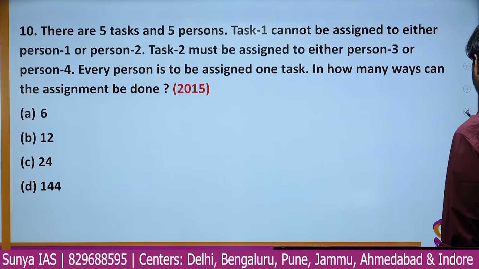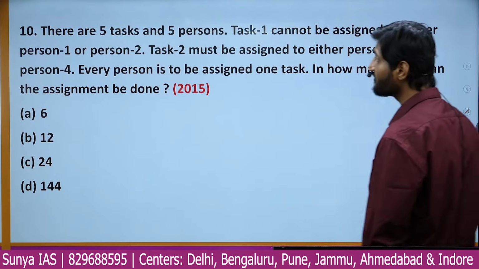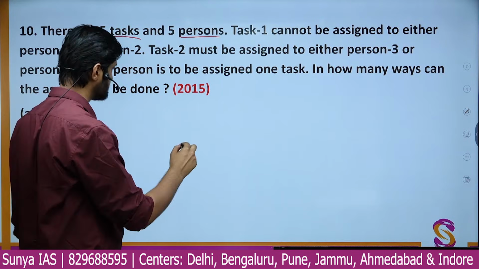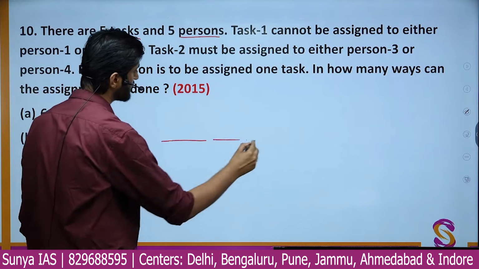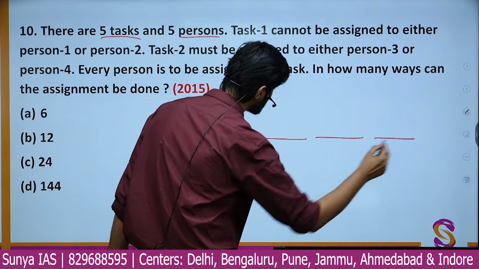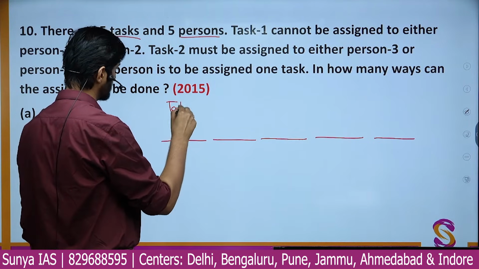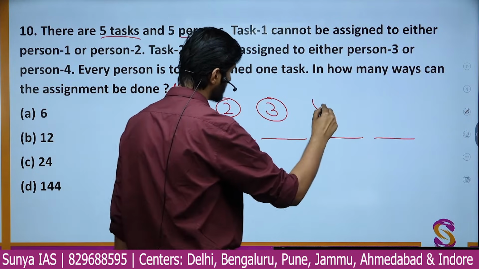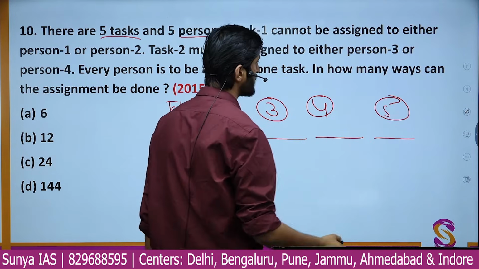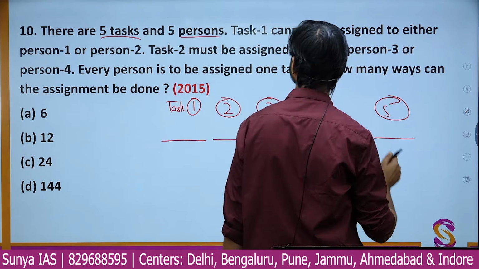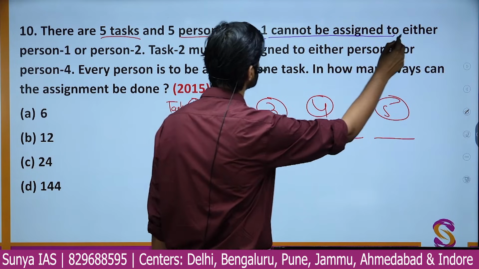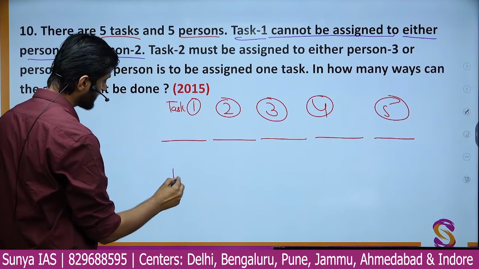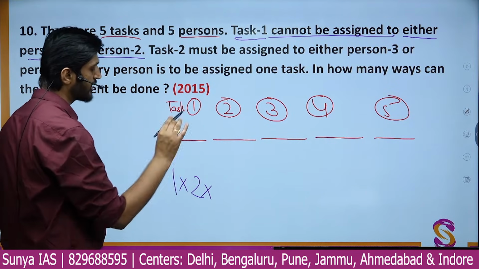It says, there are 5 tasks and 5 persons. So suppose there are overall 5 tasks. Let us place them like this. So this is task 1, task 2, task 3, task 4 and task 5. Now the question says that task 1 cannot be assigned to either person 1 or person 2. So task 1 can be allotted to neither person 1 nor person 2.